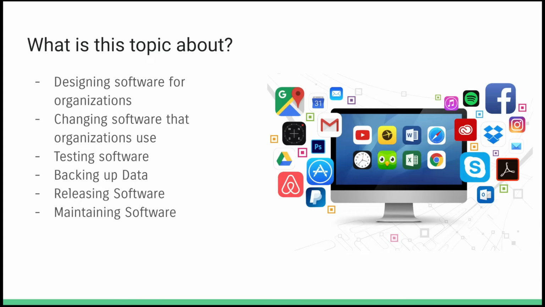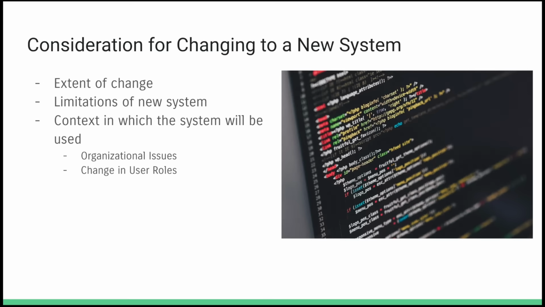So in general, this topic is about how to design software for organizations and what the implications are for changing software that an organization uses. So changing from an old piece of software to a new piece of software. We'll also talk about testing software, backing up data, releasing software, and maintaining software. And we're not going to talk about this from a technical perspective. Well, there's going to be some technicality, but you're not actually going to have to write any code or do anything quantitative.